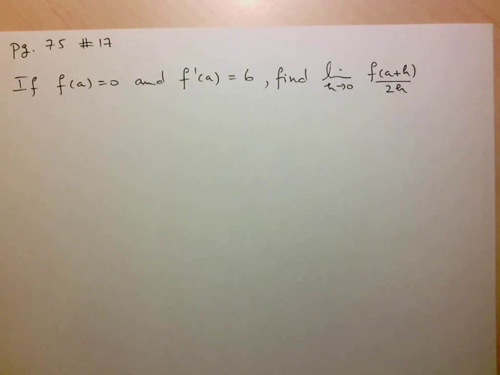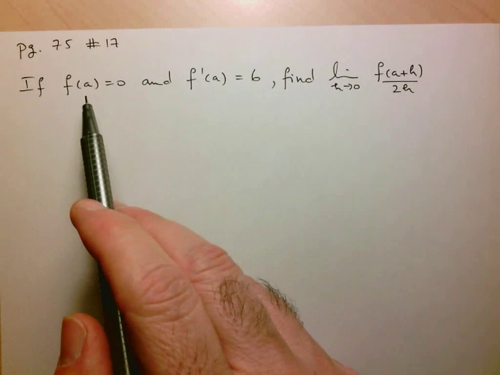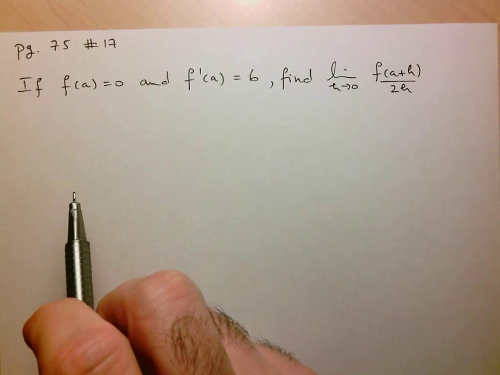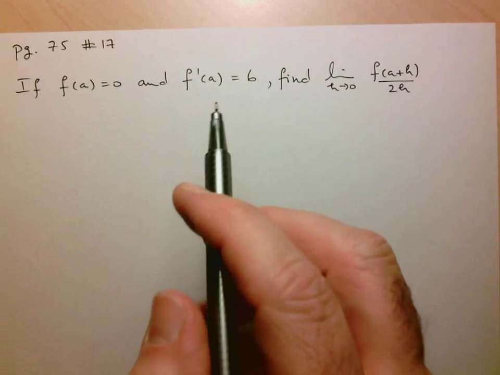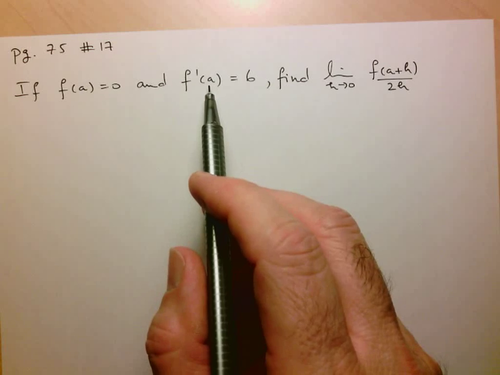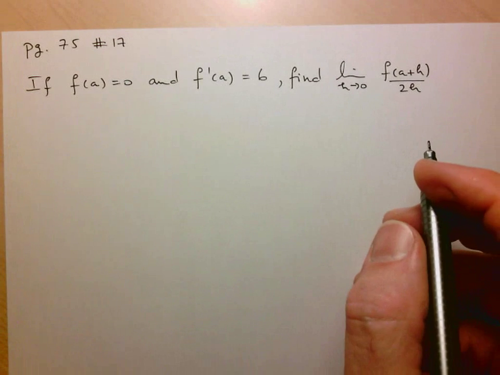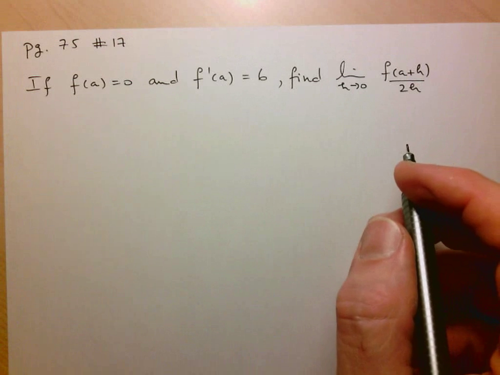Hi folks, we're going to take a look at number 17 from page 75, and it's a little question about using properties of limits. Okay, so what they give us is a couple of conditions. They tell us that the value of f at some unknown number a is 0, and they tell us that the derivative of the function at that same number a is equal to 6, and they want us to find this limit here. Okay, so let's see how we can figure that out.